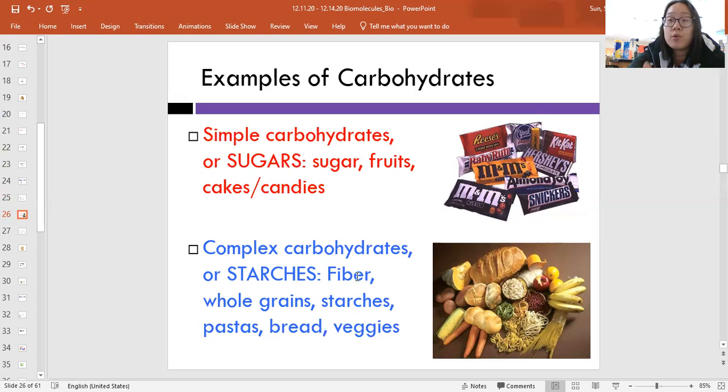Those are things like starches or complex carbohydrates. We have fiber that we can't actually break down, but herbivores like bunnies and cows can. We have whole grains, starches, pastas, breads. Veggies are also actually carbohydrates. They don't belong in the other categories. They are carbohydrates because they contain plant material like starches and cellulose.